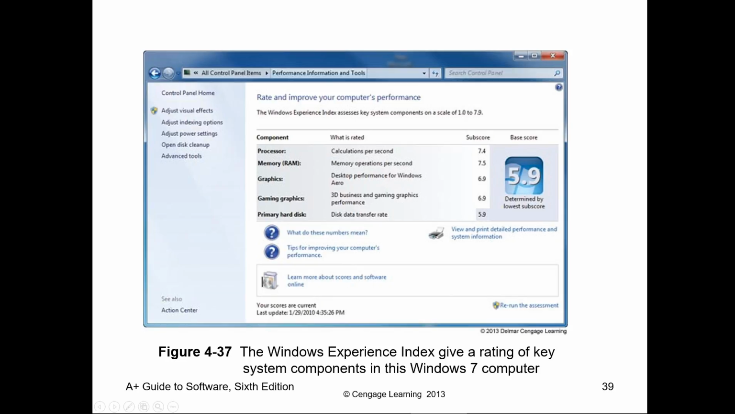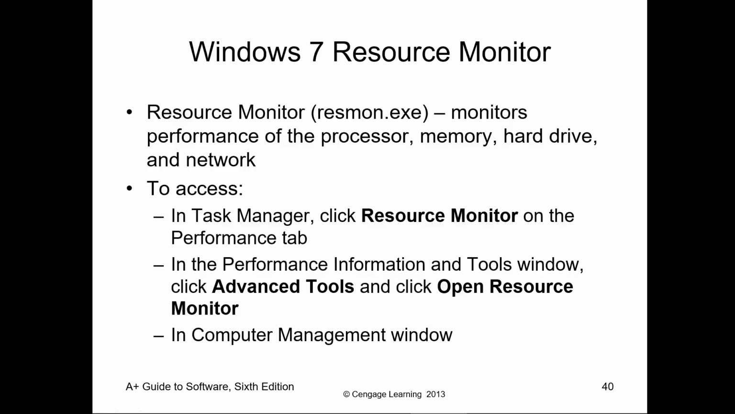So Resource Monitor is Resmon. Its job is to monitor performance of the processor, memory, hard disk, and network. We already covered how to access it via Task Manager, but that's one of the big ones.